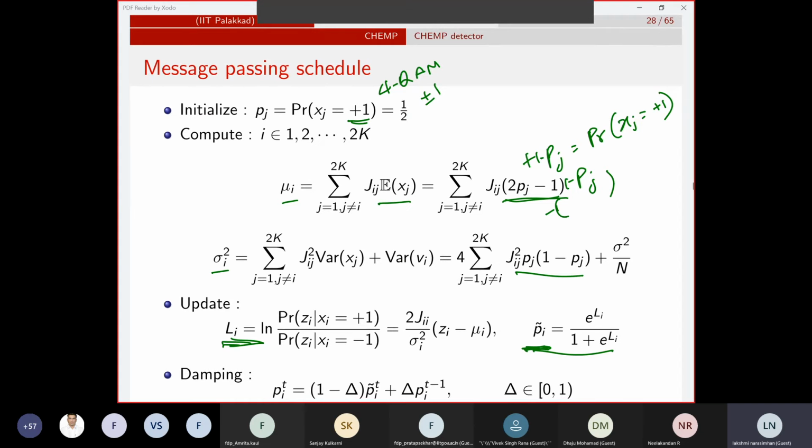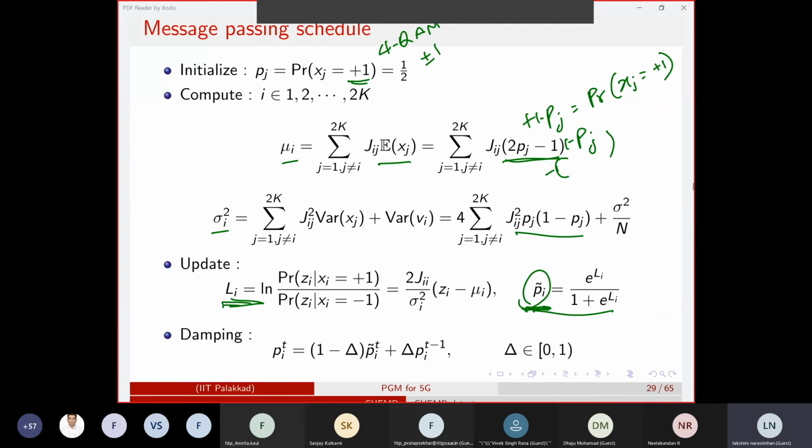So if I want to do a maximum likelihood detector, or MAP detector, all I need to do is just compute this probability. Essentially, we are computing the probability of the actual variable itself being plus 1 or minus 1. So this is a simplified computation compared to the previous computation.